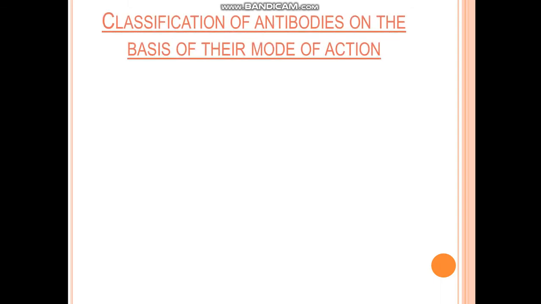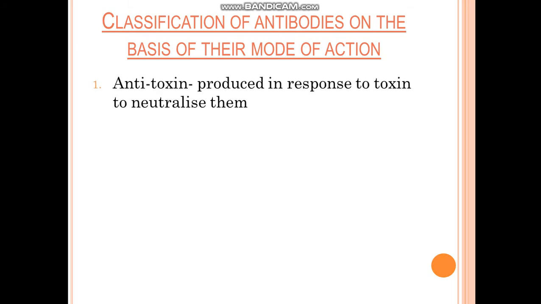Now the next topic of discussion will be the classification of antibodies on the basis of their mode of action. What you studied earlier was on the basis of their structure. Now here you will understand how they are classified on the basis of their activity. The first is antitoxin. Antitoxin, as the name says, antitoxins are produced in response to the toxin and neutralize the toxin. So this is one mode of action.